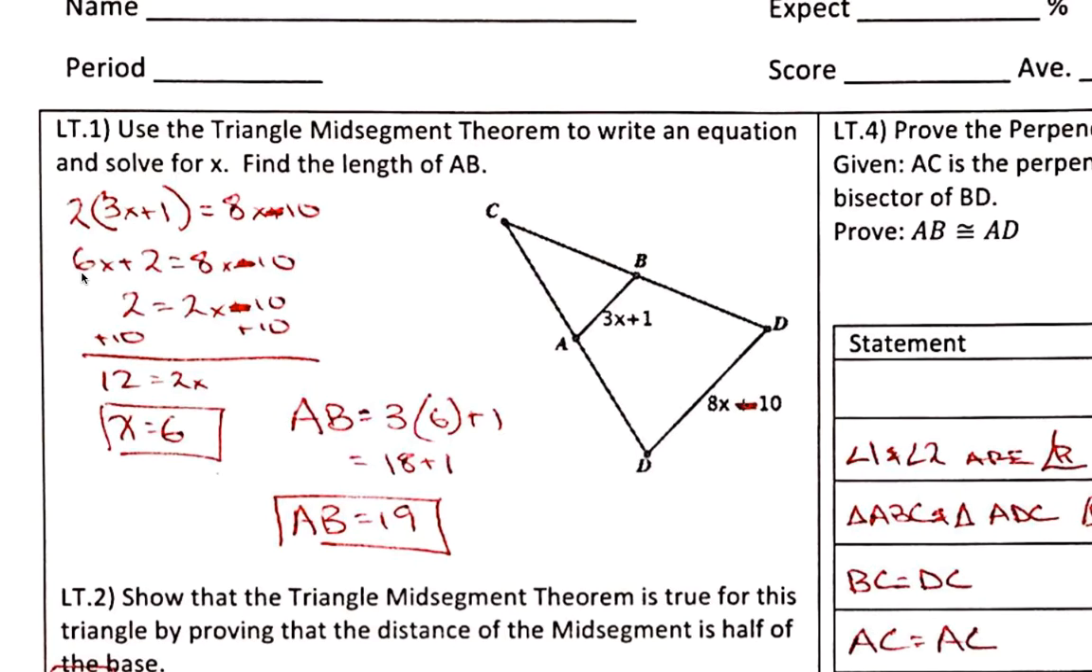Use the distributive property to make that 6x plus 2. Now you can make that equal to the base. Go ahead and do the regular stuff to solve for x, and you wind up with 6. Go ahead and plug that back in to find your midsegment, AB. 3 times 6 is 18, plus 1 is 19.